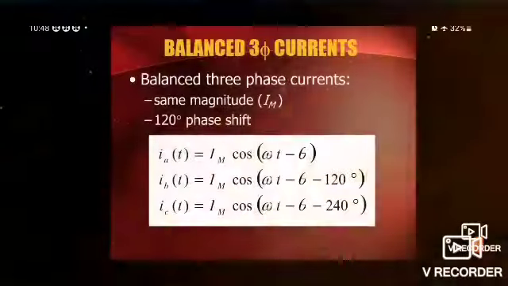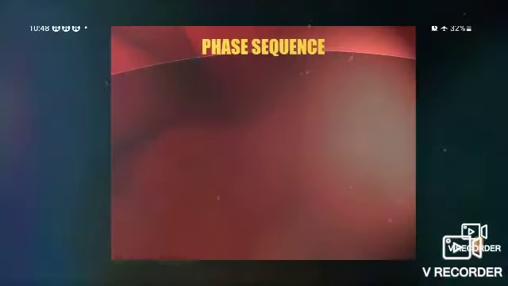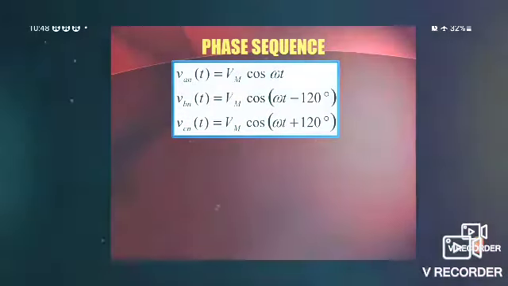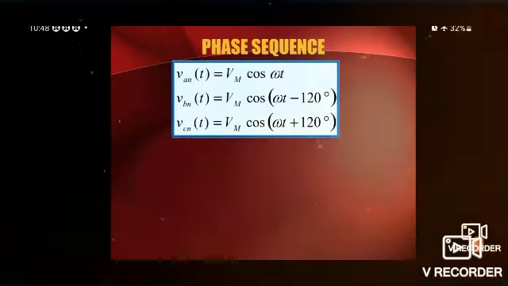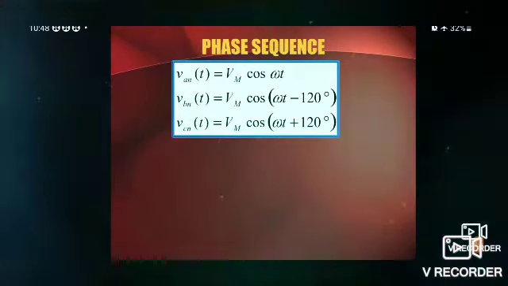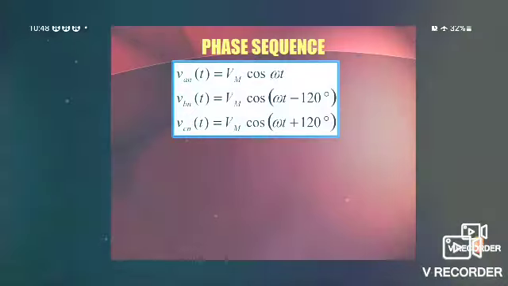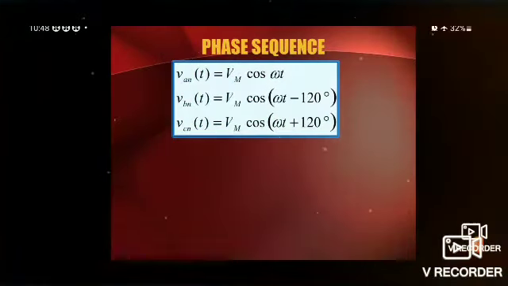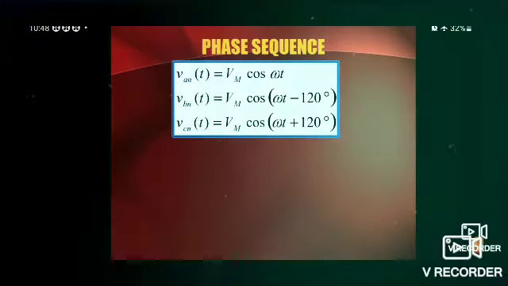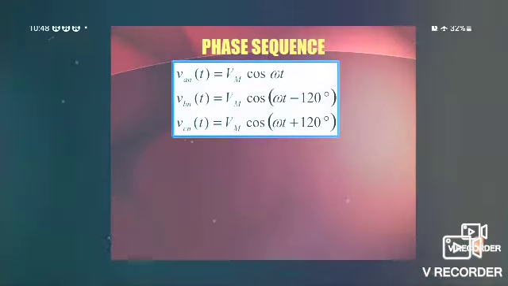Next we will see about the phase sequence. The actual value of phase sequence is Van of t equal to Vm cos omega t, Vbn of t equal to Vm cos of omega t minus 120 degree, Vcn of t equal to Vm cos omega t plus 120 degree. The phase sequence is derived from these three basic equations.